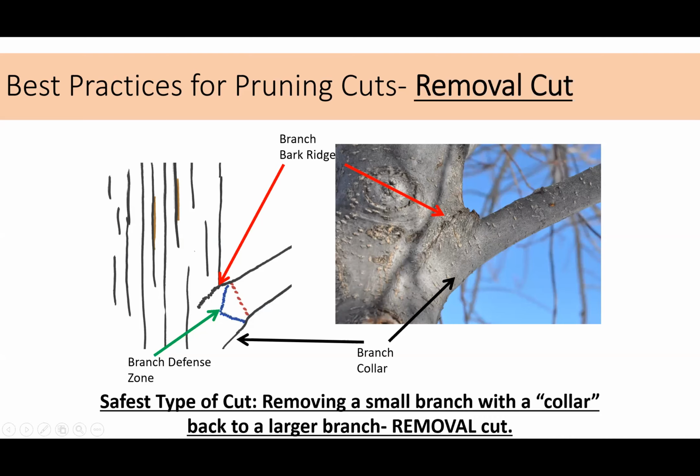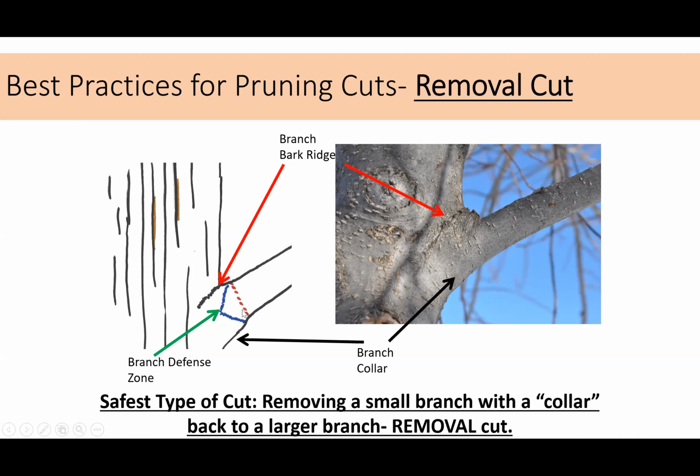These types of cuts have a low to medium chance for decay organisms to get into the tree, depending on if the branch has a collar. A branch collar is pretty much magic when it comes to pruning. It's the swollen area of tissue right here. I'm highlighting it. The swollen area of tissue, hopefully you can see that, happens where branches meet. Here it is in the drawing, this little swollen area of tissue.